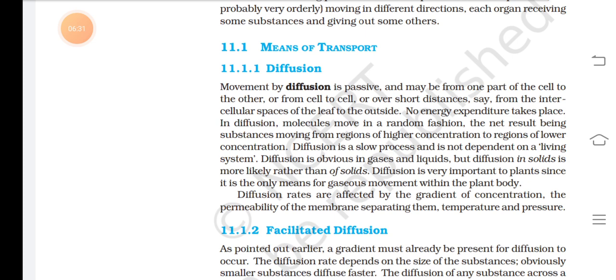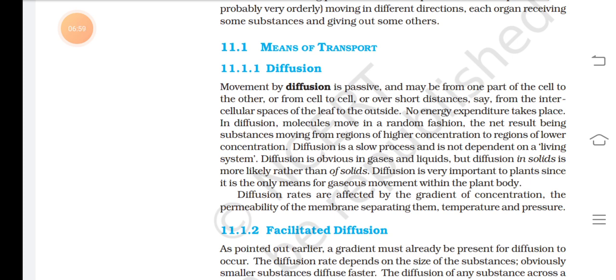11.1 Means of Transport. 11.1.1 Diffusion. Movement by diffusion is passive and may be from one part of the cell to the other, or from cell to cell, or over short distances, say from the intercellular space of the leaf to the outside. No energy expenditure takes place in diffusion.